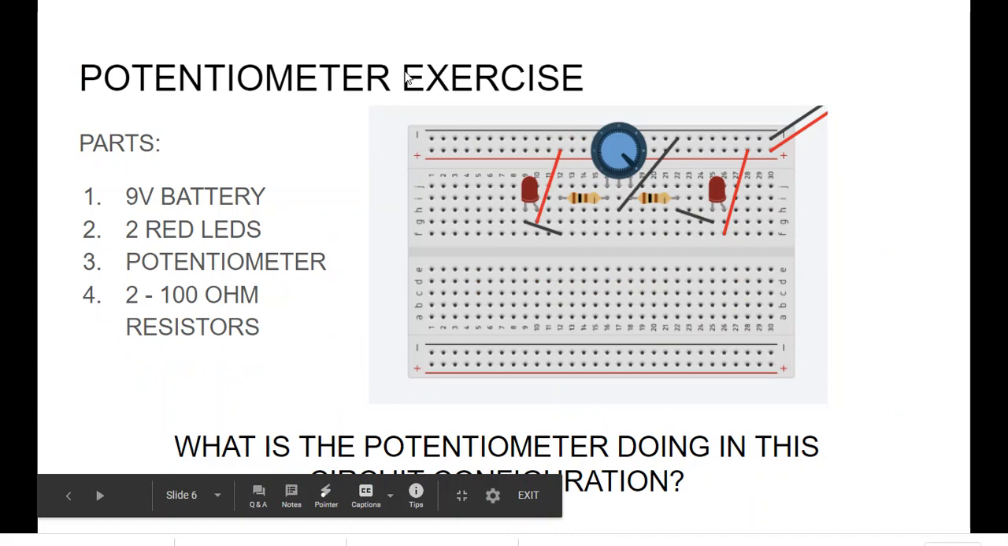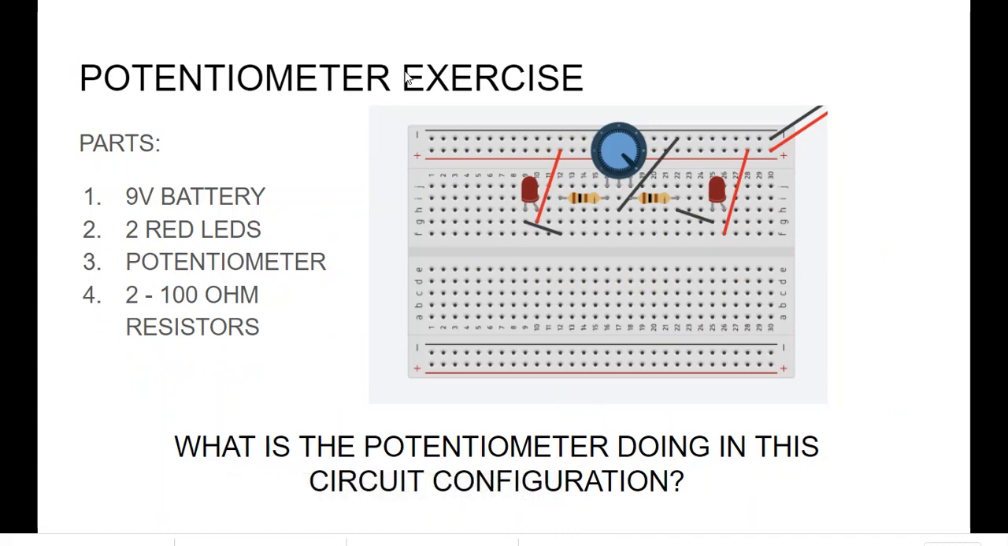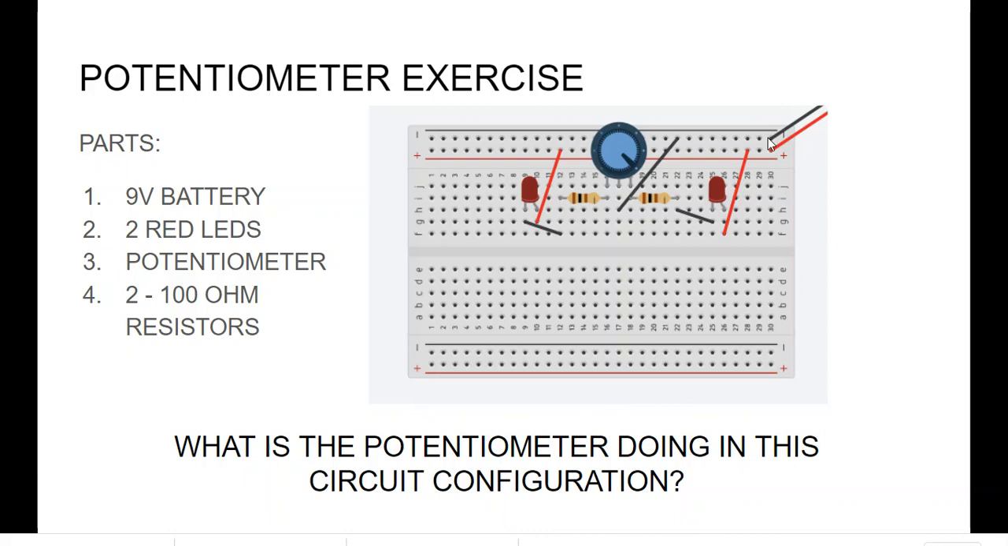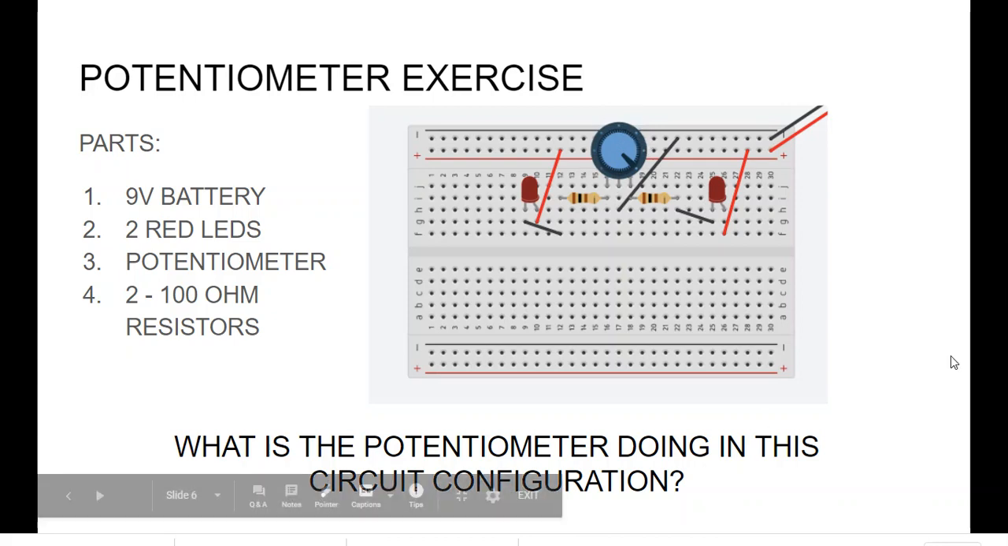The last one is the potentiometer exercise, and I'm not going to answer this question for you. So what is the potentiometer doing in this circuit configuration? I'm not going to tell you the answer, but I will tell you that the value of the potentiometer is 50,000 ohms. And that's it. Okay, that should be your whole presentation.